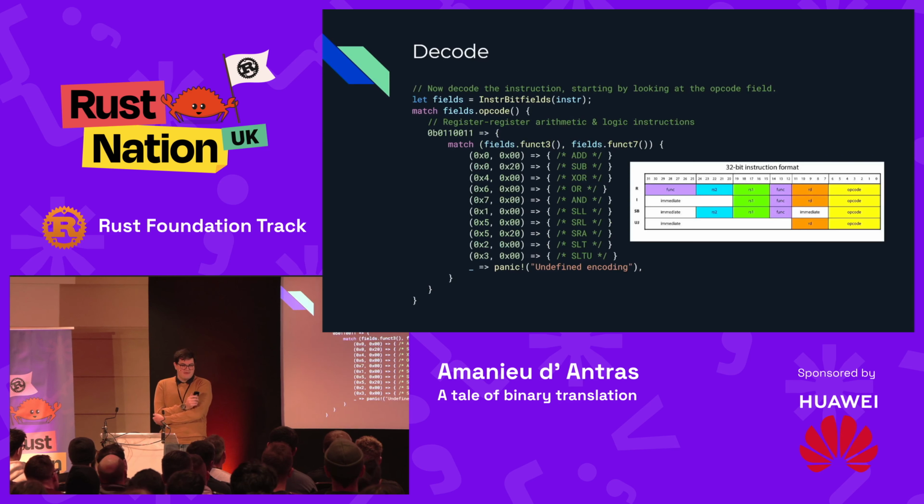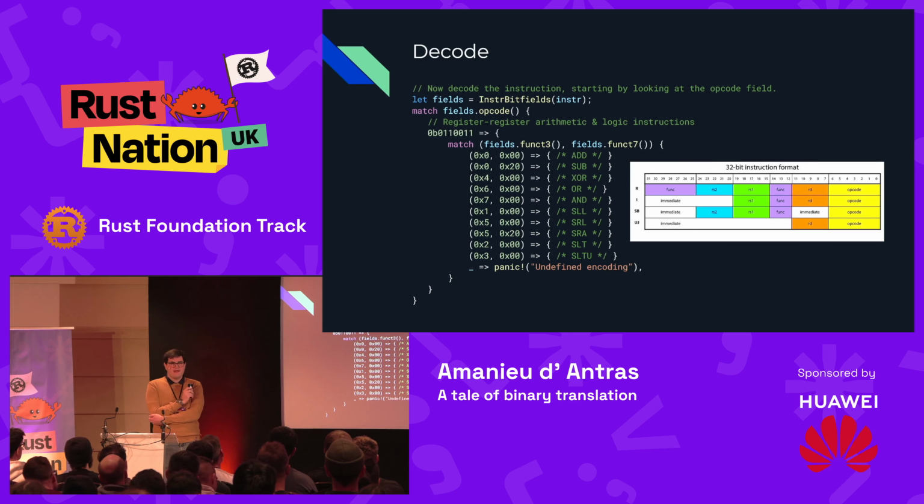Then we need to decode the instruction. It's relatively straightforward. First we use a helper type, instruction bit fields, to just extract the various bit fields of the instruction. It's not very interesting. It's just some shifts and masks.